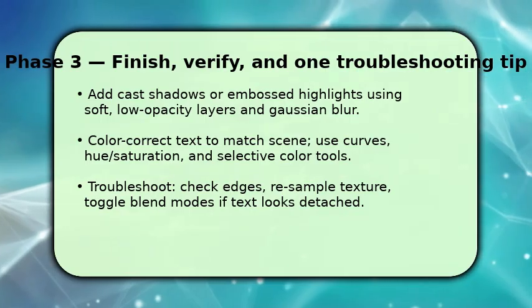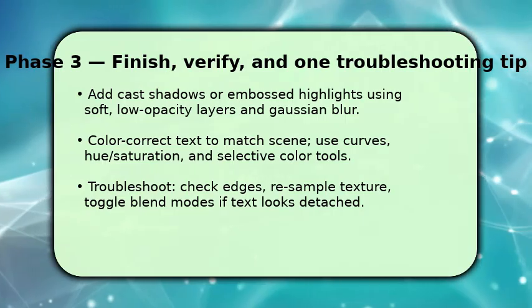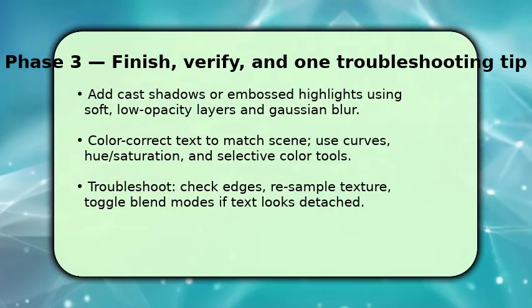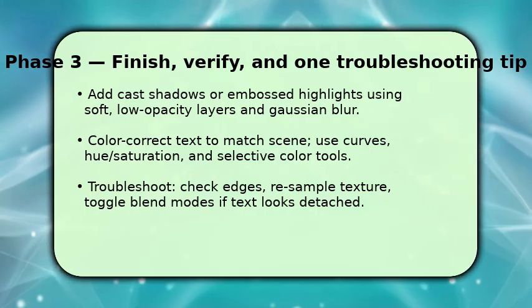Once done, inspect at 100%. If the text looks detached, resample surrounding texture, tweak blend modes, or refine the mask. If problems persist, undo the last transform and rewarp slowly.